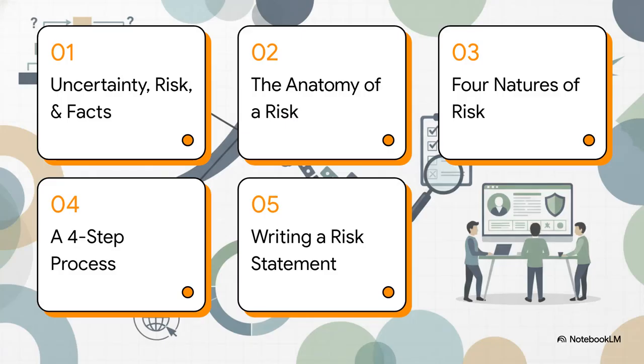So here's our game plan for today. First, we're going to get our vocabulary straight. What's the difference between uncertainty, risk, and a plain old fact? Then we'll dissect a risk, see what it's made of. After that, we'll explore the 4 different flavors of risk, and I'll walk you through a simple 4-step process for managing them. And we'll wrap up with a really practical skill, how to write a clear, actionable risk statement.